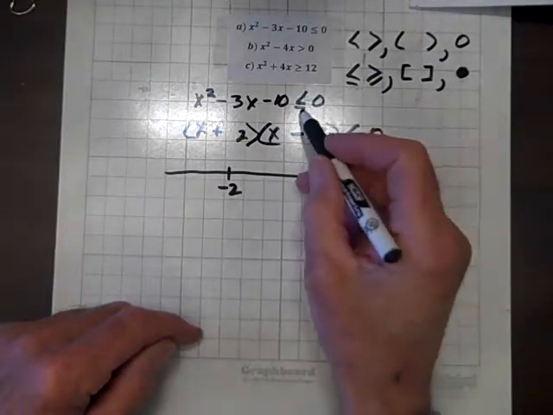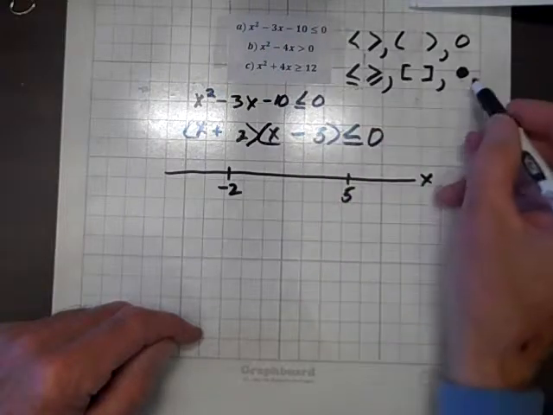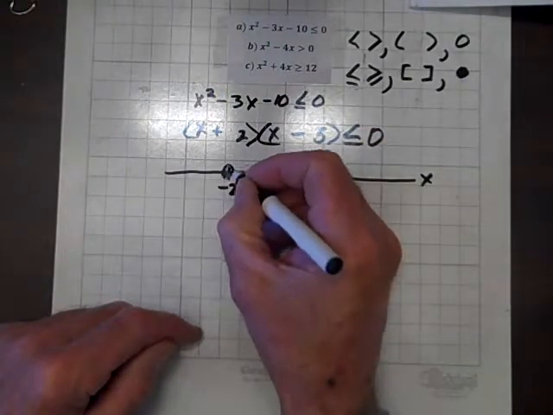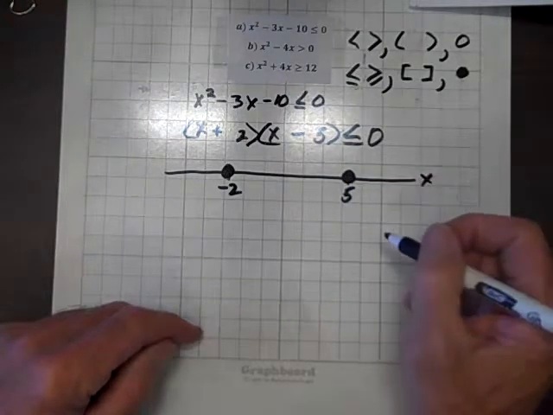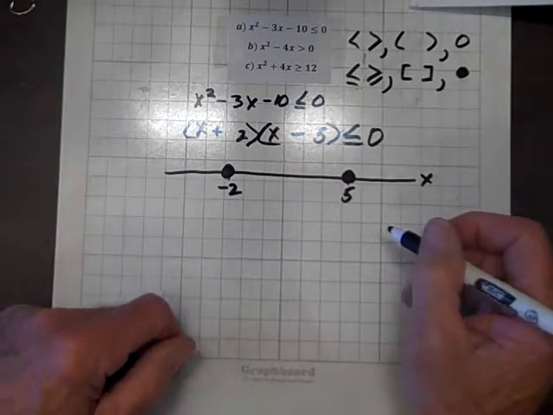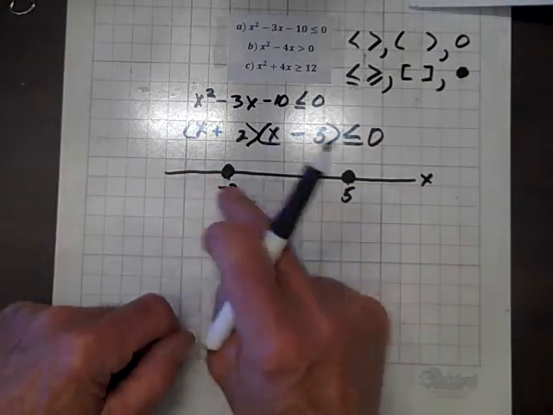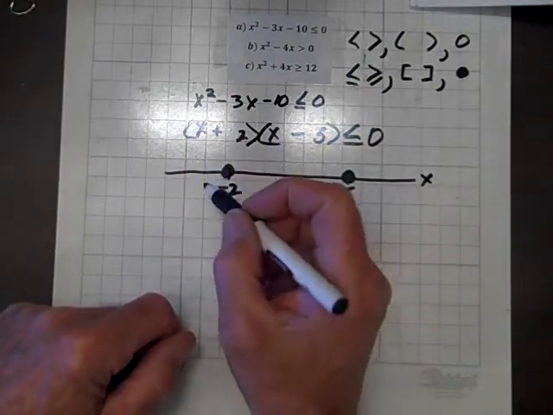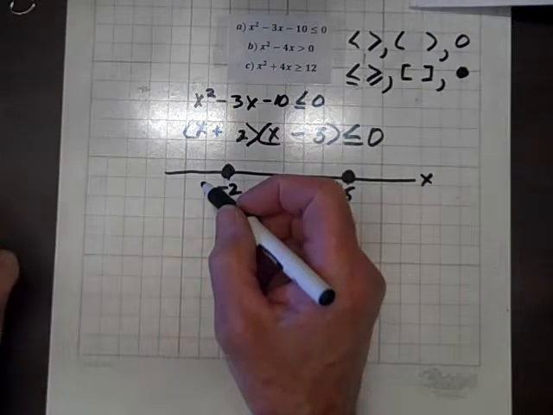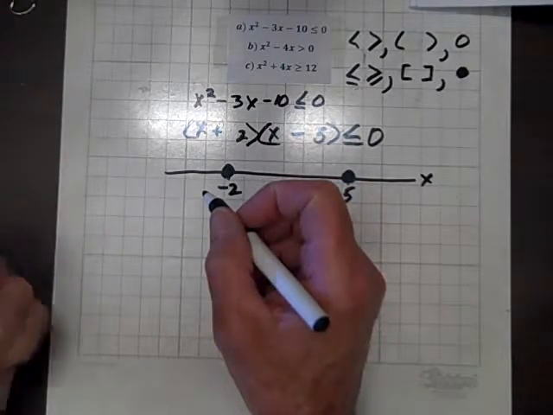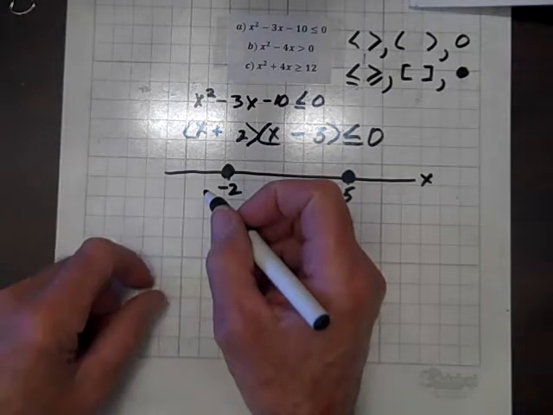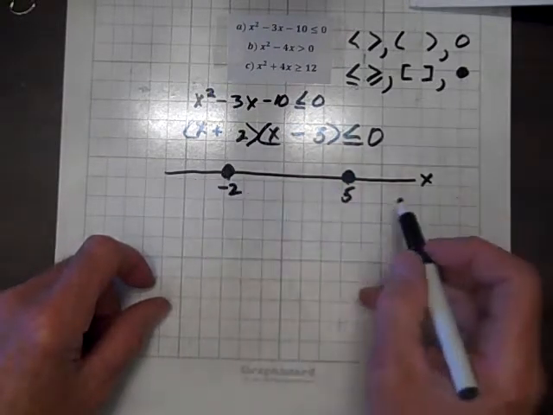Now we have an equal sign associated with this inequality, so we'll put a solid circle at the zeros. Now we'll sign the intervals. We have 1, 2, 3 intervals. If a point in an interval gives a sign, then every point in that interval will give the same sign. So we only have to check one point in each interval.